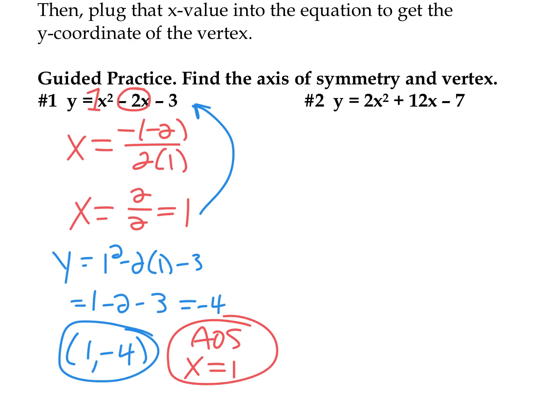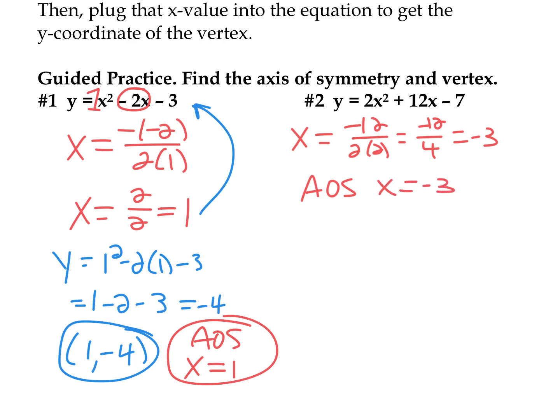All right, and number 2, again, we're going to start with x equals negative b over 2a. So x equals negative 12 over 2 times 2. That's negative 12 over 4, which is negative 3. So the axis of symmetry is x equals negative 3.